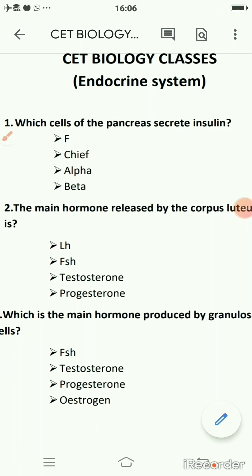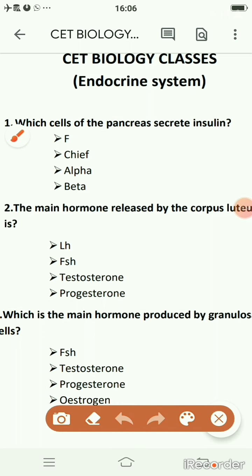And finally, progesterone. This progesterone is secreted from the corpus luteum, and it helps mainly in pregnancy. So progesterone is the right answer. Corpus luteum, as I said before, is the mass of cells formed in the ovary and is responsible for the production of progesterone, right?